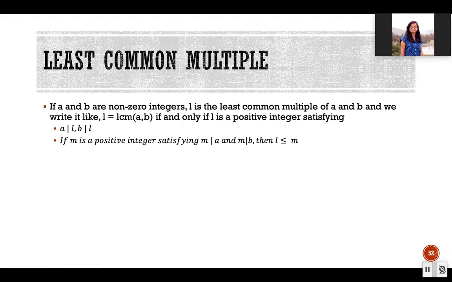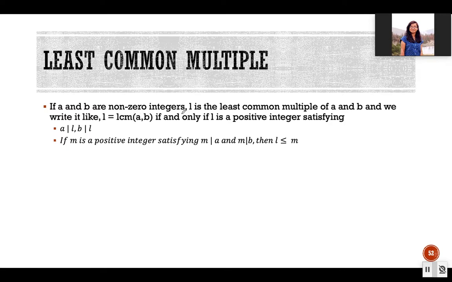Hello everyone. So that is going to be our last topic from this chapter. We're going to talk about least common multiple, or LCM. Here we're going to find all the multiples of two numbers a and b, and then take the smallest common multiple of a and b. As a formal definition, it looks like this.